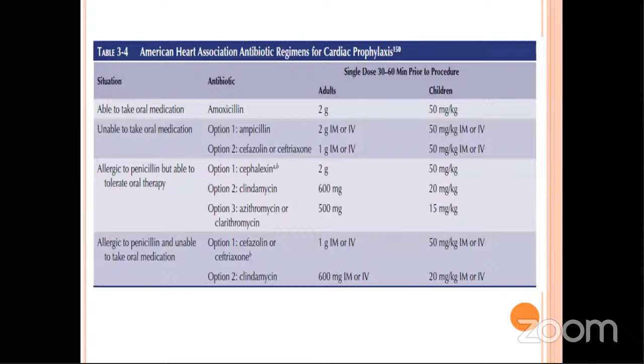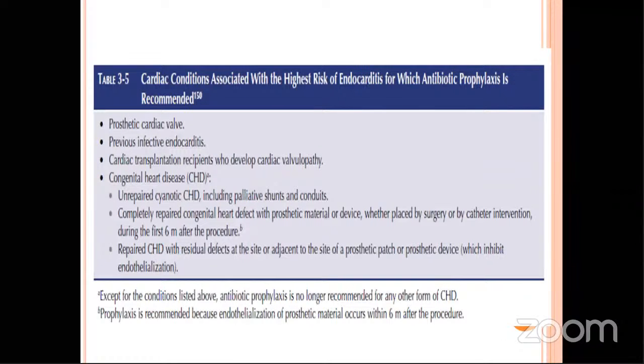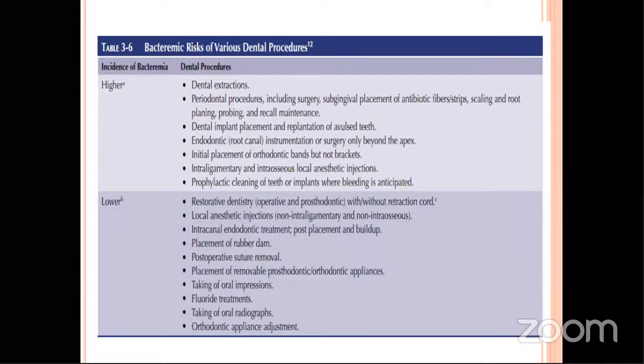So this is important, the antibiotic prophylaxis chart. Take a screenshot. And some of the dental conditions where you are supposed to give and where you are not supposed to give, that I'll be giving in the coming slides. That also you can take as a screenshot. The conditions associated with high risk of endocarditis where antibiotic prophylaxis is recommended.